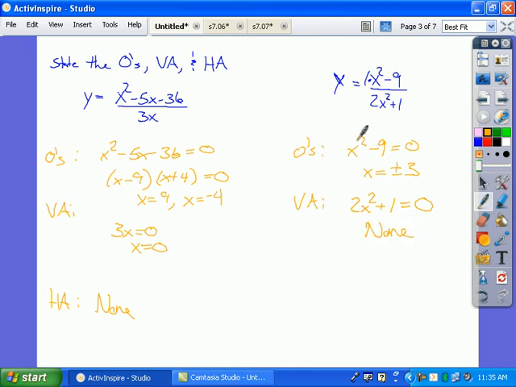As far as horizontal asymptote goes, this is that second case in the chart. I'm taking a quadratic and I'm dividing it by a quadratic. So the rule says I take the coefficients of the x squared terms and I divide them, and the horizontal asymptote will be the line y equals 1/2.